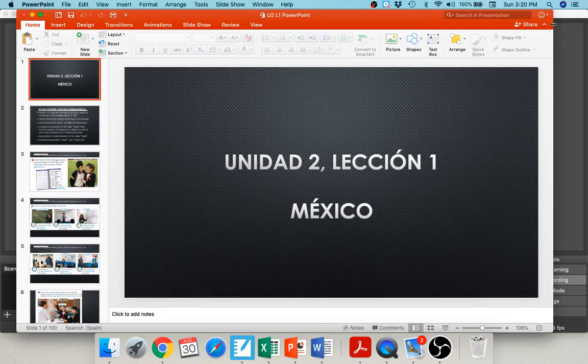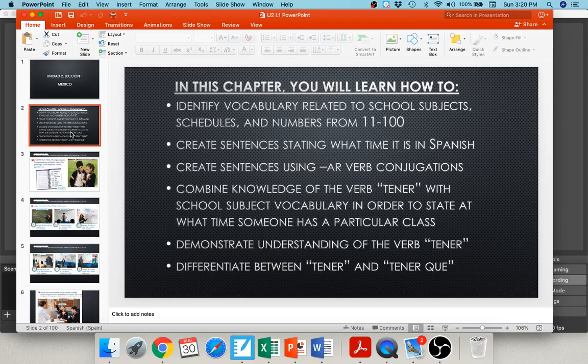This week we will be exploring Unidad 2, Lección 1, and in this chapter, some of our learning objectives: you will be able to identify vocabulary related to school subjects, schedules, and numbers from 11 through 100. You should be able to use that vocabulary to create sentences stating the time in Spanish, and also create some sentences using AR verb conjugations.